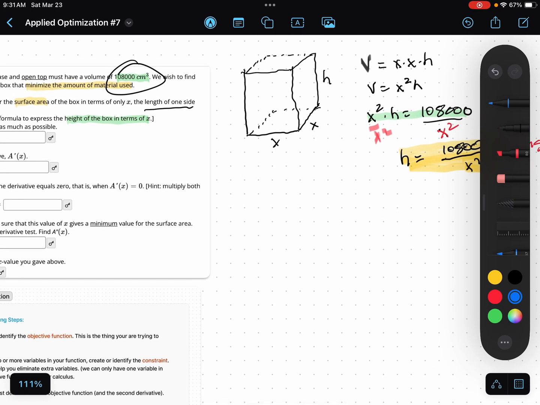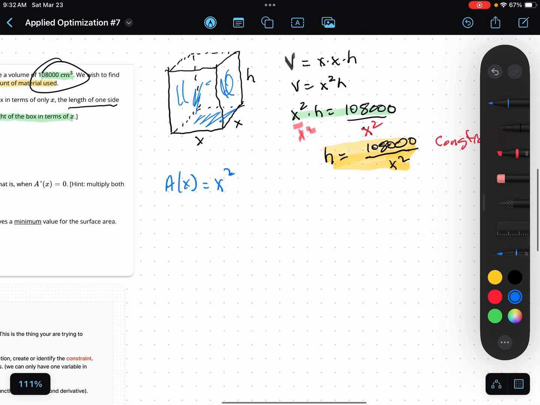The surface area is basically the area of all the sides of this box. So this box has a bottom and then 4 sides. There is no top. So the box has area here, and it has area on all these sides, okay? The way you figure out area is just to multiply length times width. So the area of the bottom is x times x, which is x squared.